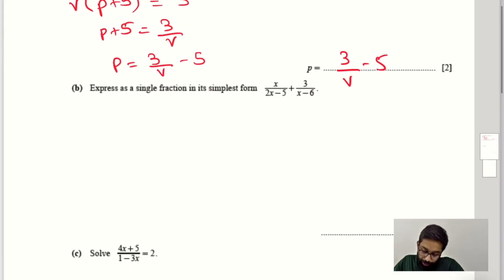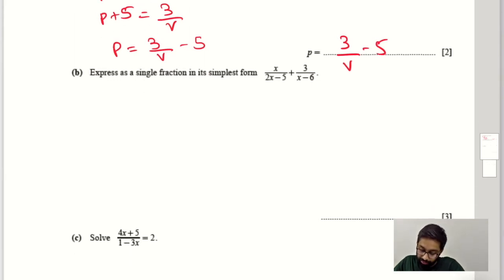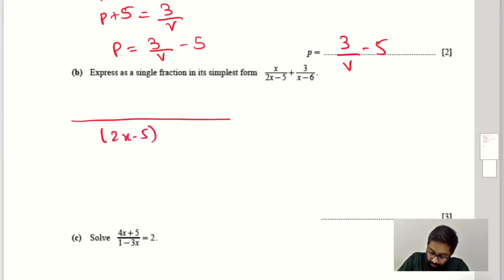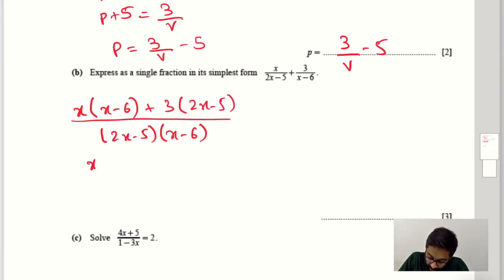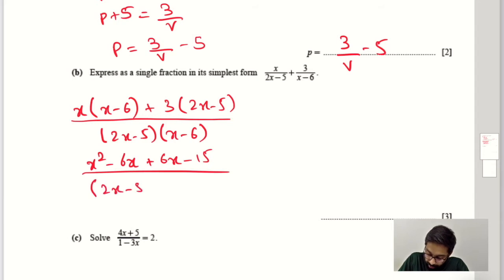Okay, next part. Express as a single fraction in its simplest form, x over 2x minus 5 plus 3 over x minus 6. Okay, so first of all, if we have to write it as a single fraction, that means 2x minus 5 is being multiplied by x minus 6 to make it the lowest common multiple. So we multiply x with x minus 6 and we multiply 3 with 2x minus 5. Let's open this up. We get x square minus 6x plus 6x minus 15 over 2x minus 5 times x minus 6.